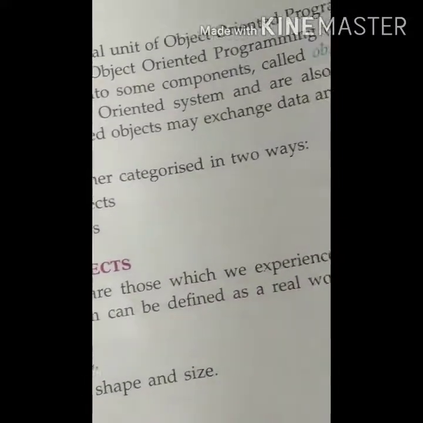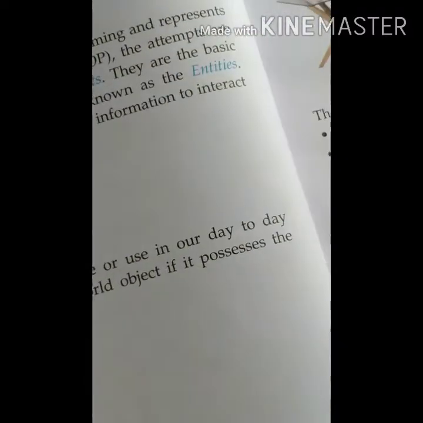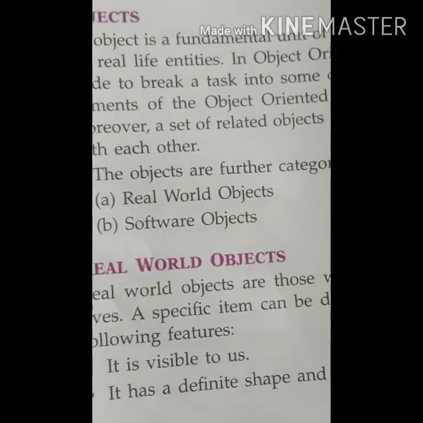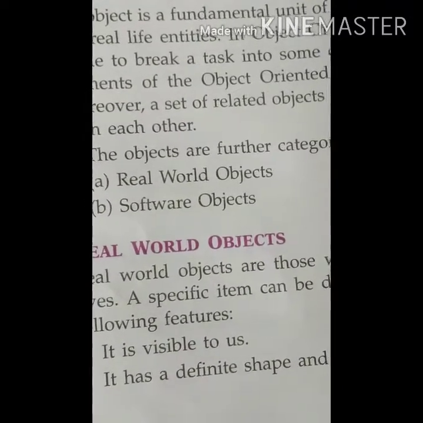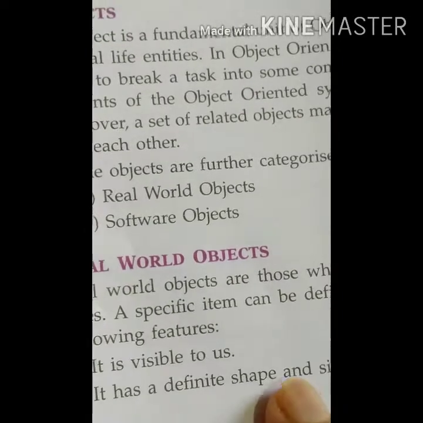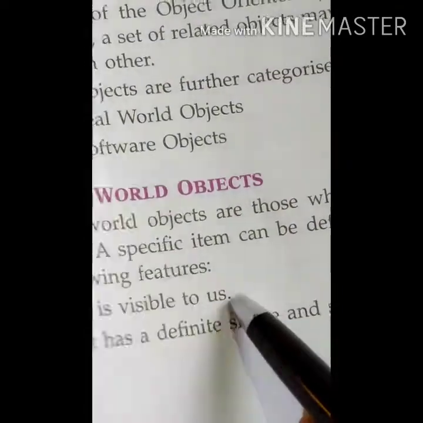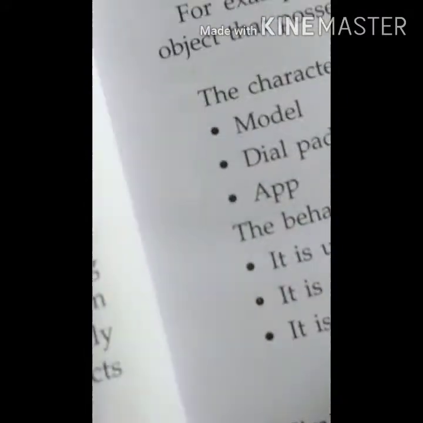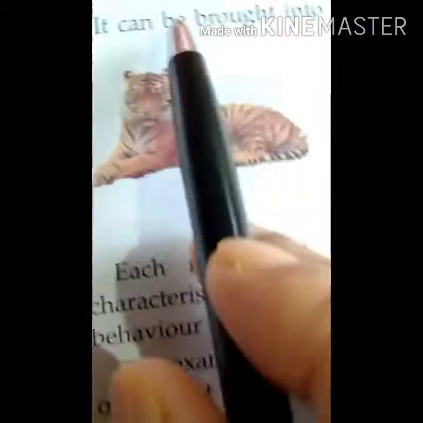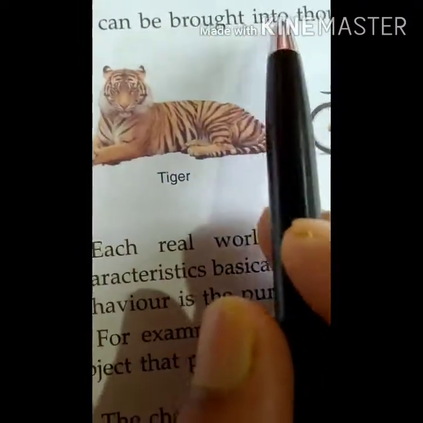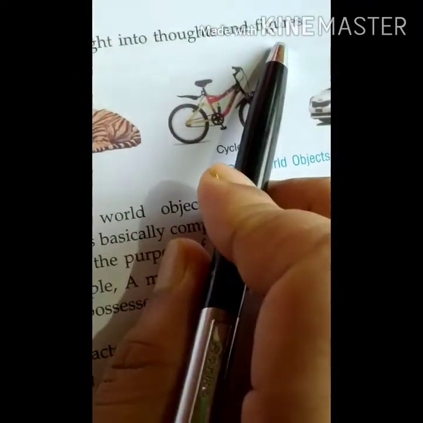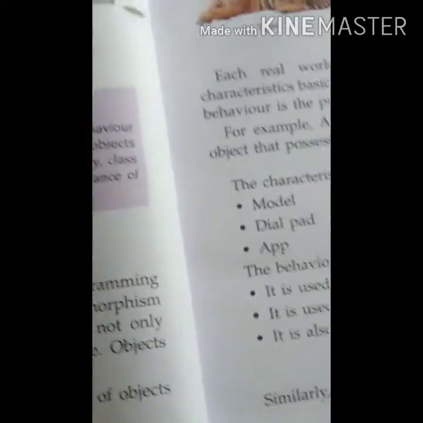A specific item can be defined as a real world object if it possesses the following features. So an object may have these features. It is visible to us. Okay, object should be visible. It has a definite shape and size. An object should have a definite shape and size. And next is it can be brought into thoughts and figures. Okay, so these things are real world objects.